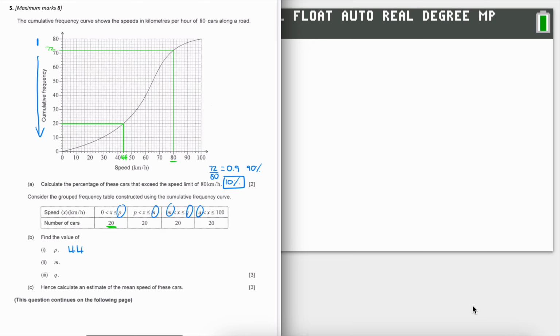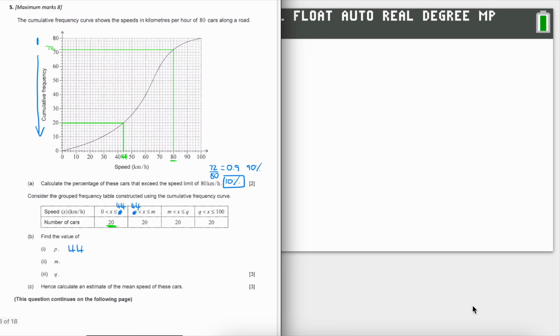And let's write them onto our table so that we have them later if we need them. So 44. And then the next group is adding on 20 more. This is the frequency. So I'm adding on 20 more. So this would take me to 40. And again, I can use my diagram, and I can see there that that takes me to 60.